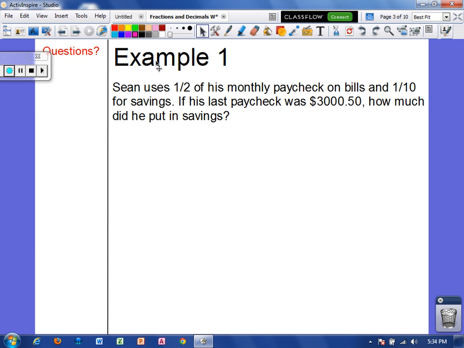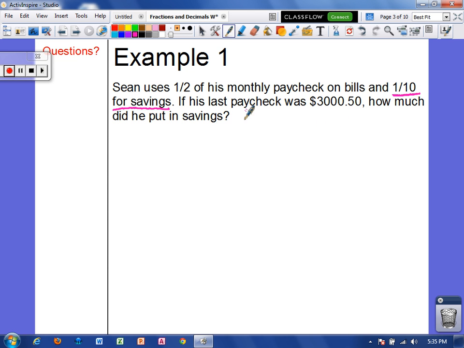Example 1, Sean uses 1/2 of his monthly paycheck on bills and 1/10 for savings. If his last paycheck was $3,000.50, how much did he put in savings? Alright, so the question is asking how much money he put in savings.